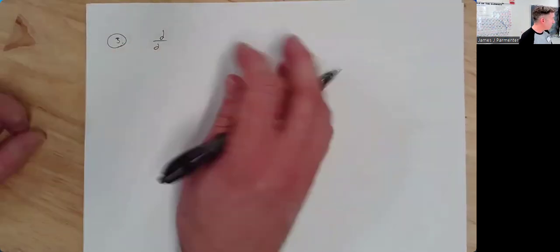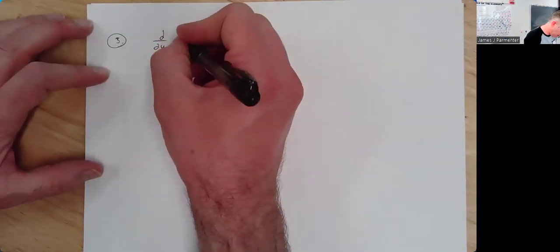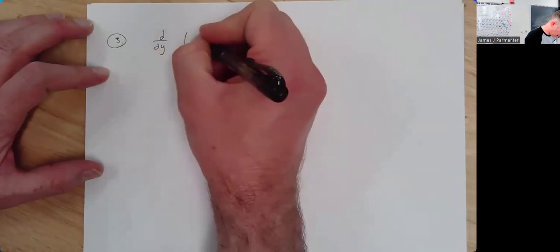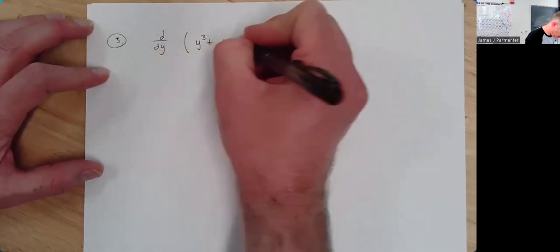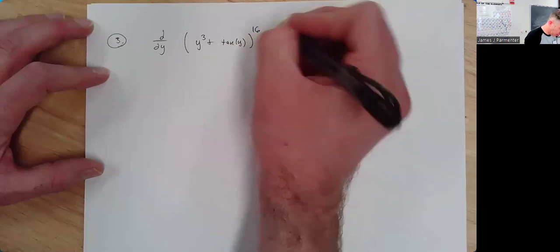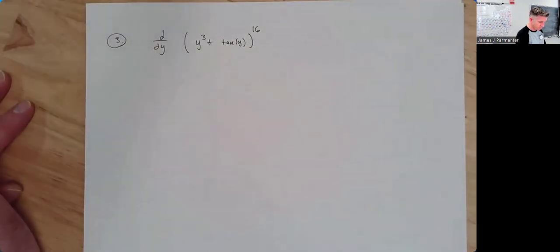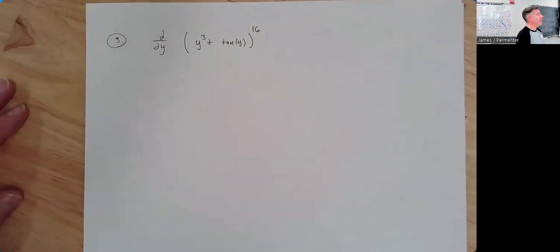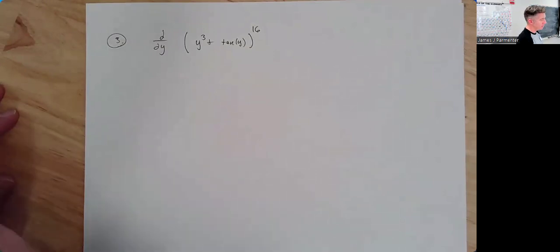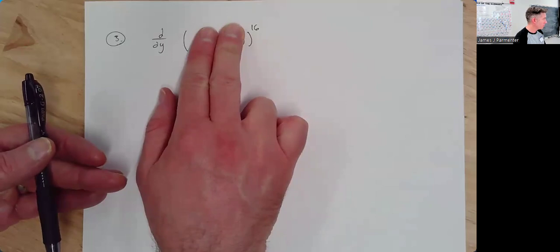I'm going to use a different variable just to change it up. Let's say dy of y cubed plus tangent of y all raised to the 16th power. So the way I'm looking at this, and I'm looking for a lot of chain rule things here, is as some stuff raised to the 16th power.